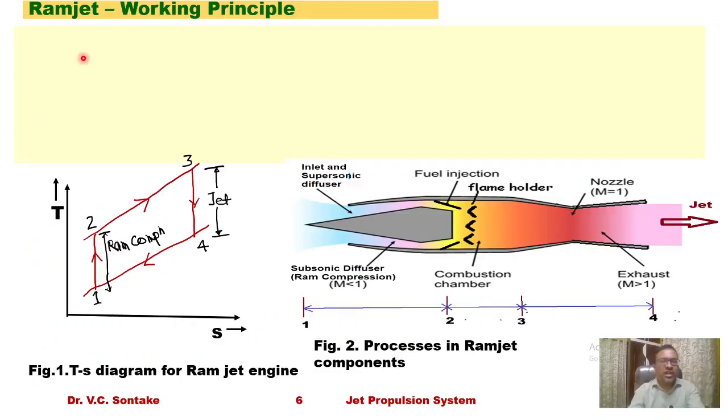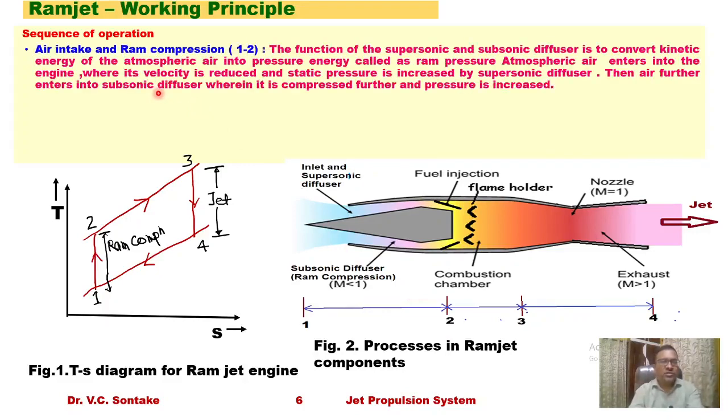So let us discuss the working of ramjet engine. The different processes taking place in the working of ramjet engine are shown in figure 1 on temperature entropy diagram, and also in figure 2 in the different components of ramjet engine. So sequence of operation of the ramjet engine is as follows. The very first process is air intake and ram compression.